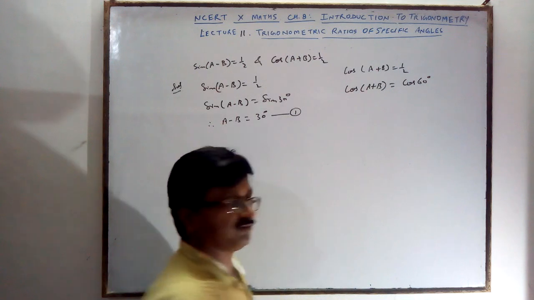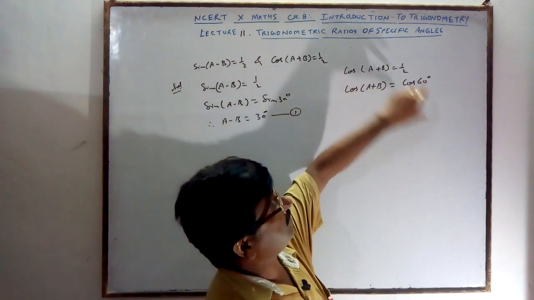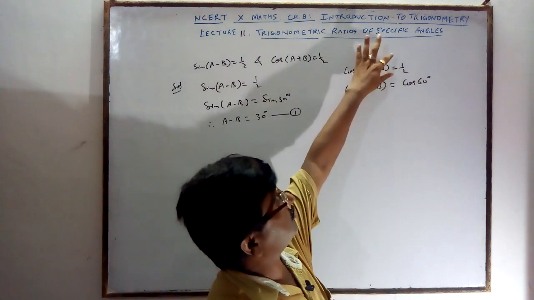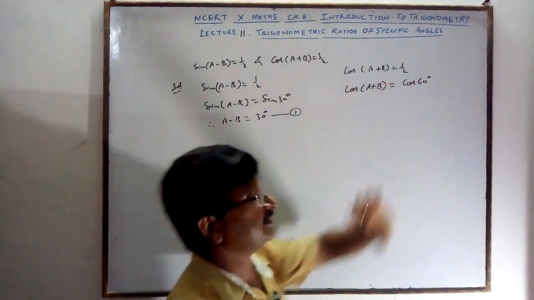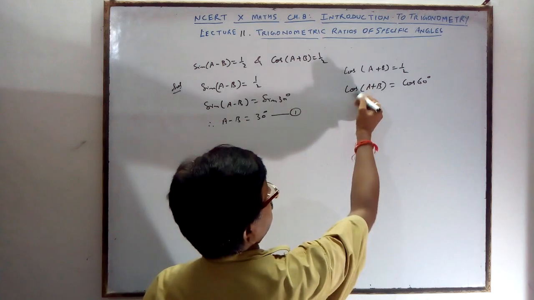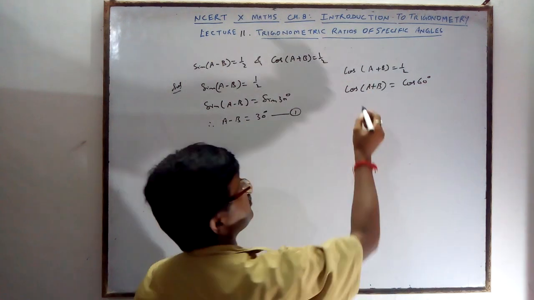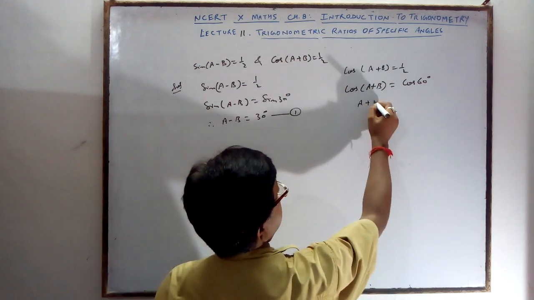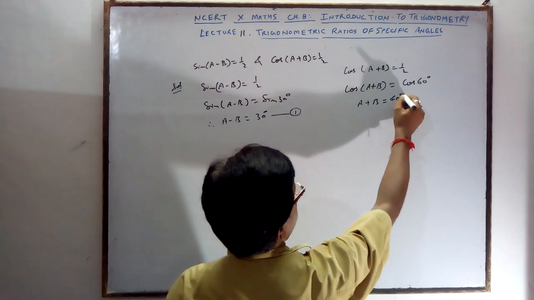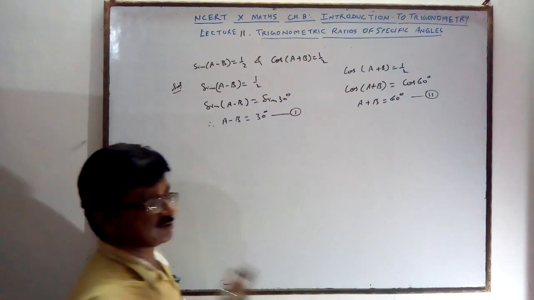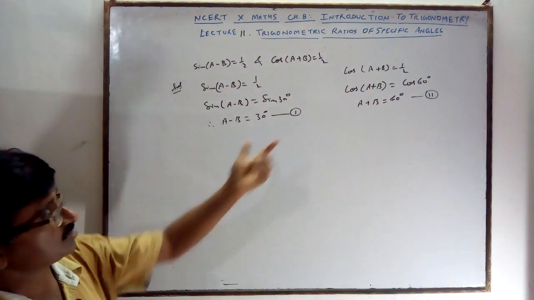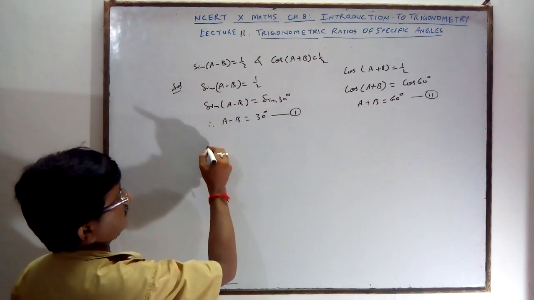From the table you will find out for which value of theta cos is half. For 60 degree, it is given in the table. Compare both the sides, but don't cut it, otherwise your marks will be deducted. A plus B is equal to 60 degree. You take these as two linear equations in two variables. Both you solve by the method of elimination.